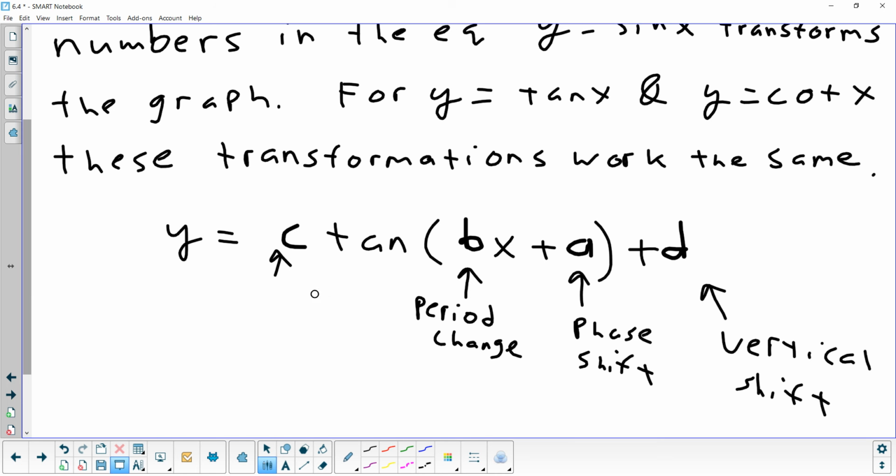And c is really a vertical stretch. Again, we don't talk about amplitude as much with tangent and cotangent because they go up and down forever. So there is no way to measure the height. Okay, so it's just a vertical stretch.